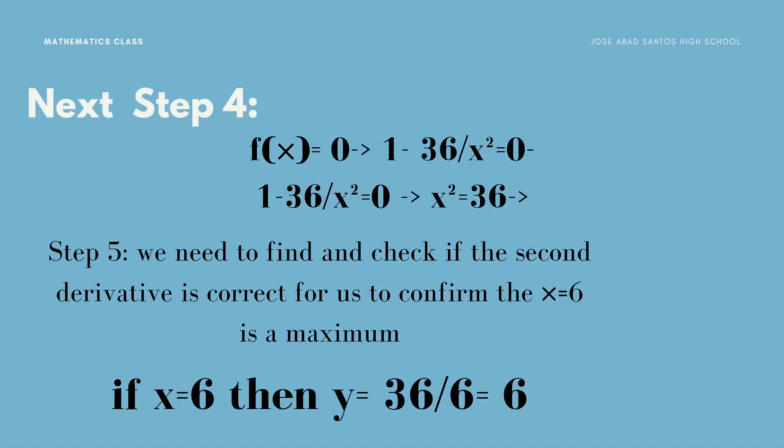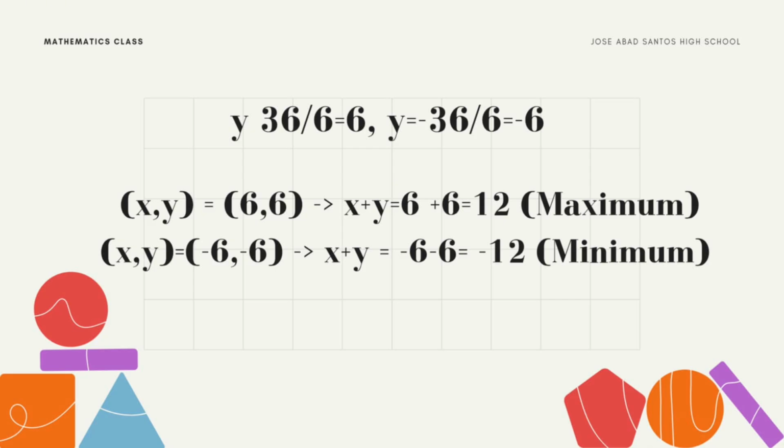So step 4: we set the derivative equal to 0 to find the critical point. So bali magiging 1 minus 36 over x squared is equal to 0, and then x squared is equal to 36, and then magiging x is equal to 6 na lang siya. So the next step is we need to check the second derivative para ma-confirm natin kung ano yung maximum ng x is equal to 6.